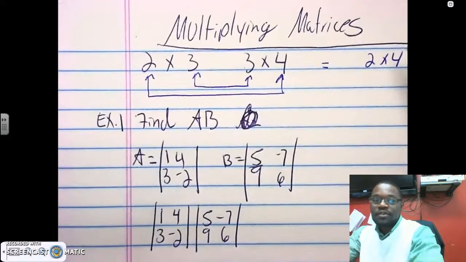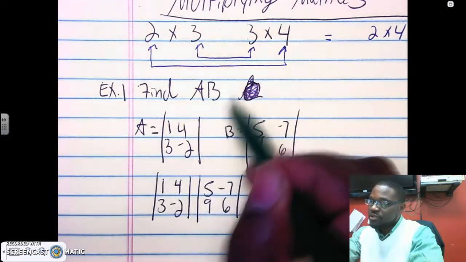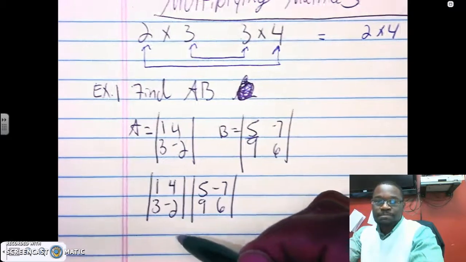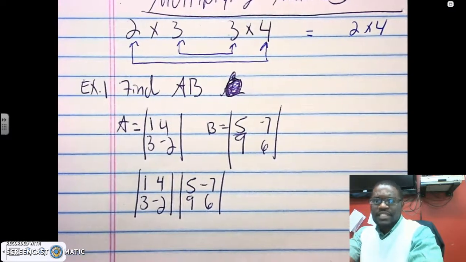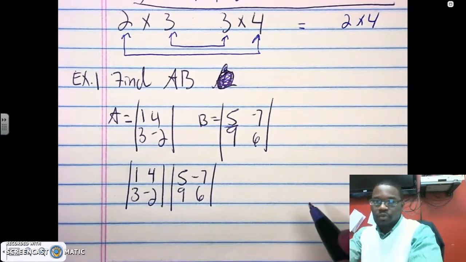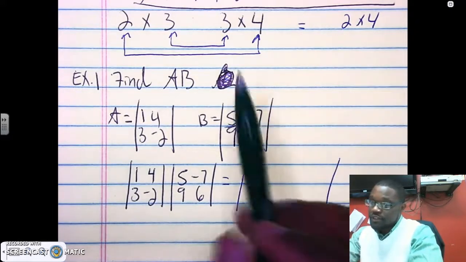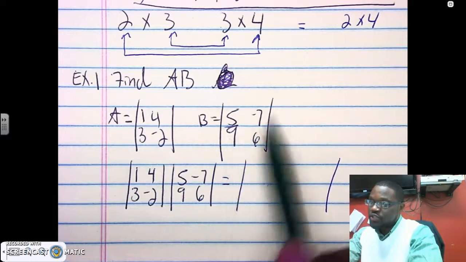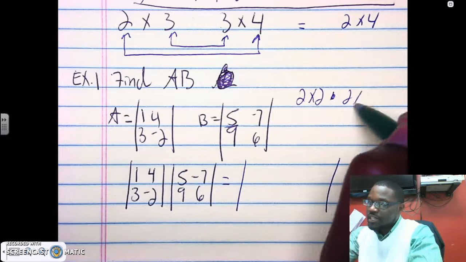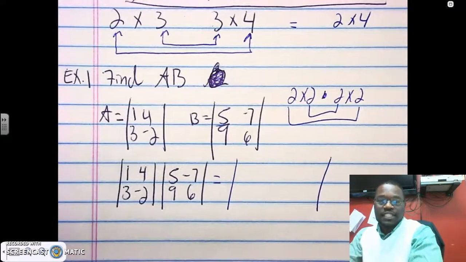Here's an example. Find AB. Remember, if they're written right next to each other, that means multiply. A is this, B is that, so I already wrote it. So let's actually go through and multiply. Alright, so the way you would multiply is, first of all, let's check. This is 2 by 2, and this is 2 by 2. So if both of them are 2 by 2, then those two are the same, and I'm going to get a 2 by 2 product at the end.